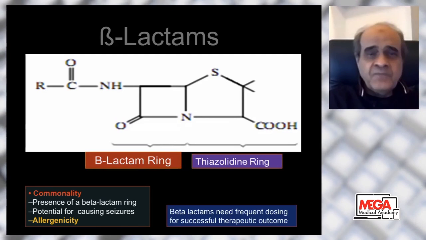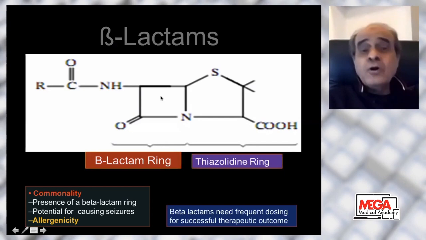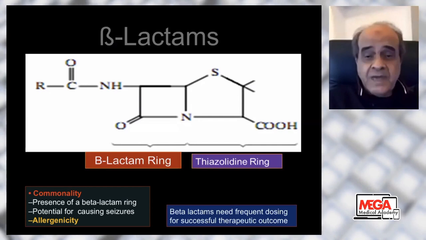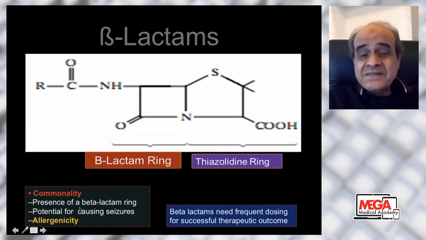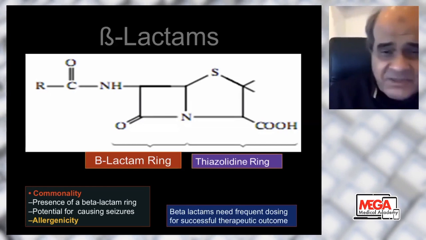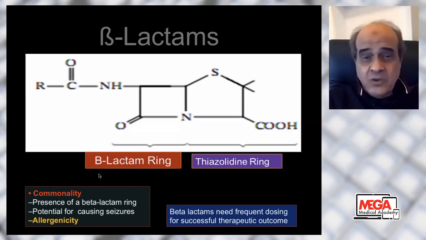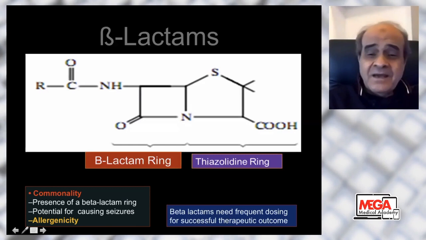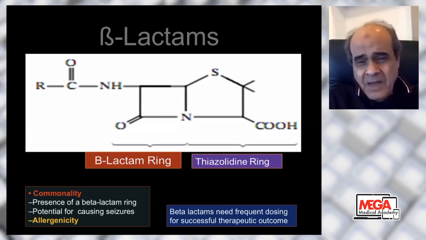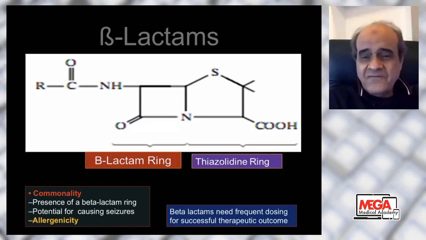Beta-lactams, as you know, contain the beta-lactam ring, and all beta-lactam drugs like cephalosporins, penicillins, and aztreonam or monobactam have the common character of the presence of the beta-lactam ring. They also exhibit some allergic reactions, especially between their groups, and they can cause seizure activity. Beta-lactams need frequent dosing for a successful therapeutic outcome. As I told, this group of drugs needs a timing factor for its efficacy. So now, according to most of the research work, we prefer to give it through continuous infusion, like piperacillin-tazobactam, ceftriaxone, ceftazidime, and so on.